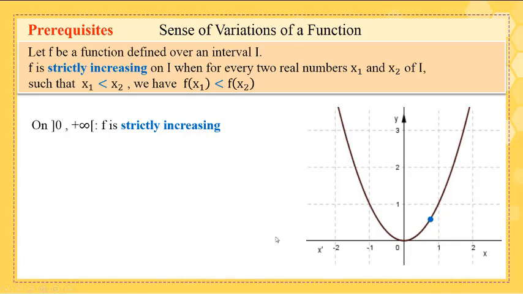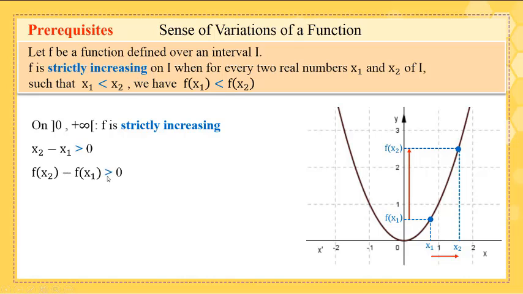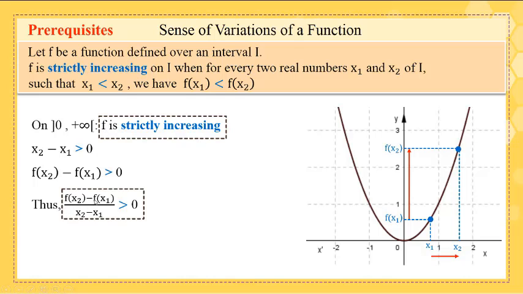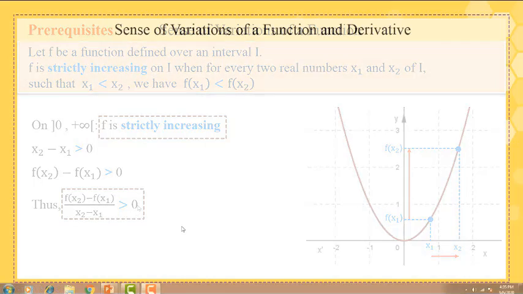Let x1, x2 be two real numbers belonging to 0 plus infinity such that x1 less than x2. So x2 minus x1 is positive. F of x2 minus f of x1 is also positive. Then the ratio of these quantities has the sign positive. So don't forget that if f is strictly increasing, f of x2 minus f of x1 over x2 minus x1 is positive.